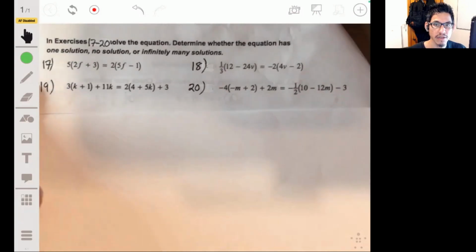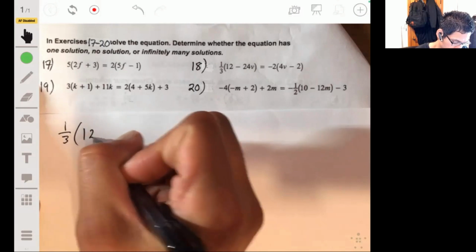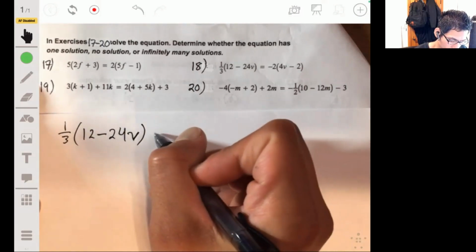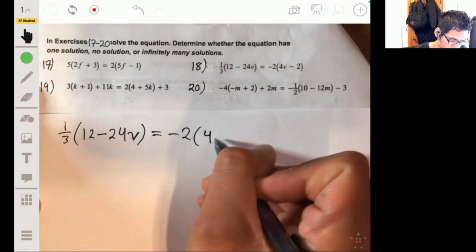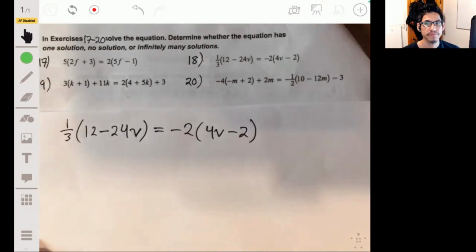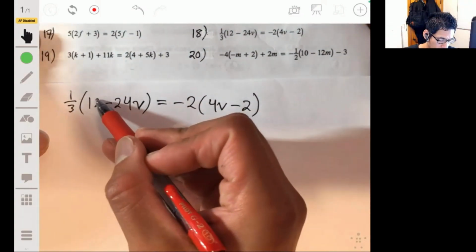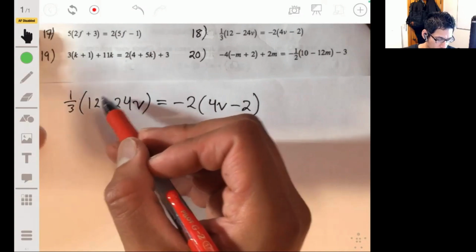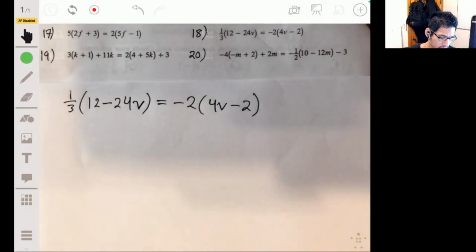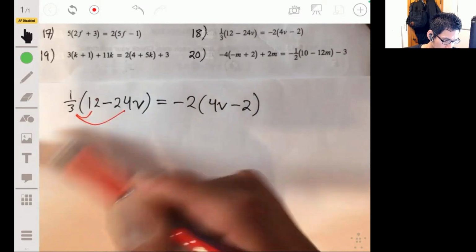Right, 18. We've got 1/3 times 12 minus 24v equals negative 2 times 4v minus 2. Okay, so 1/3 times 12. Again, you could always use the math or just think, what's 1/3 of 12? Oh, Mr. Dela Cruz, that's 4. 1/3 of 12 is 4.